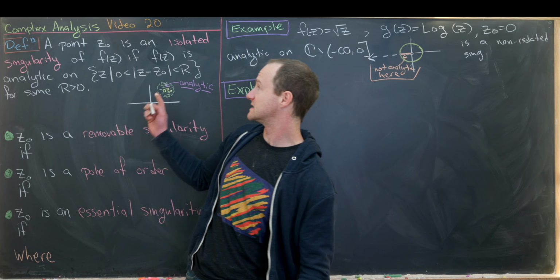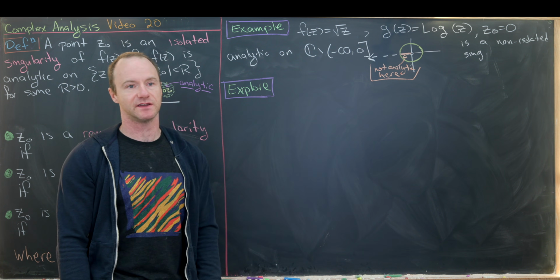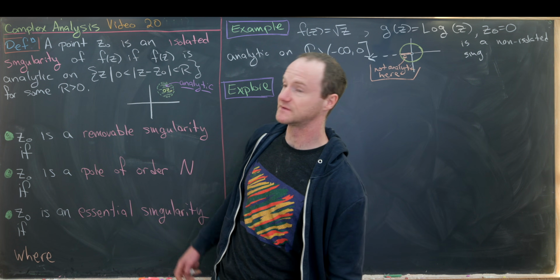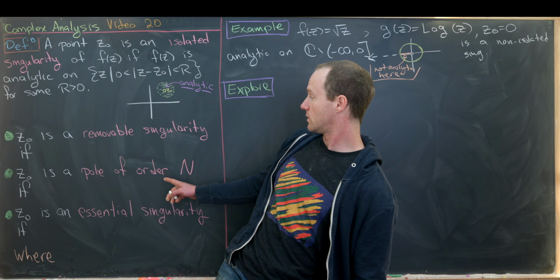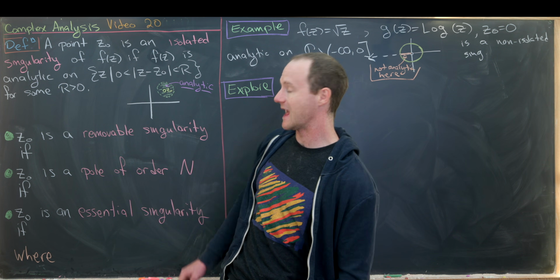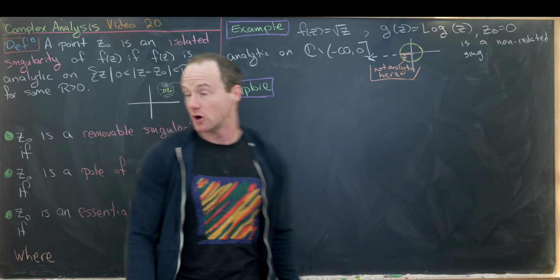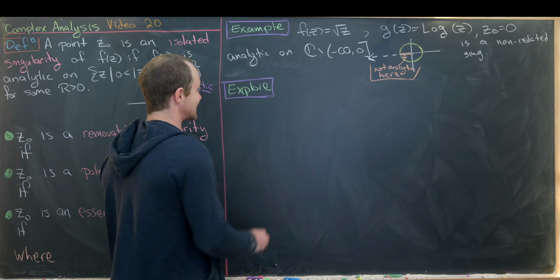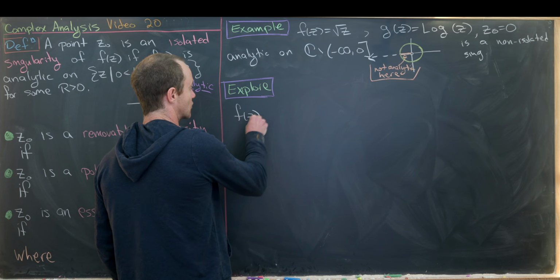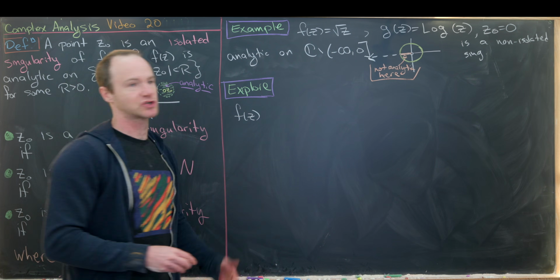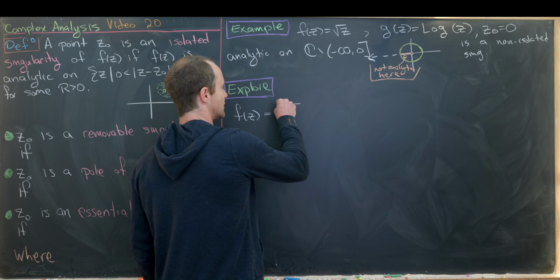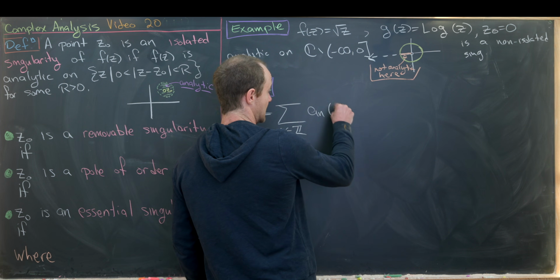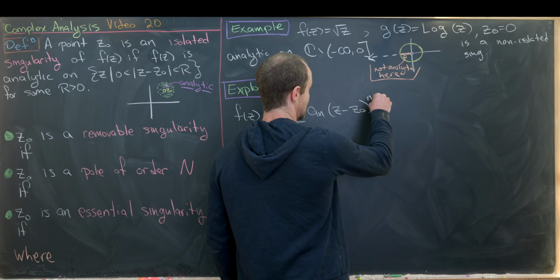Now that we've looked at some examples of isolated and non-isolated singularities, what I'd like to do is build up the following three definitions of types of singularities: removable singularities, poles of order n, and essential singularities. Let's note that if f of z is analytic on this punctured disk, that tells us that f of z has a Laurent expansion on that punctured disk. In other words, f of z can be written as the sum, as n ranges over the integers, of a sub n times (z minus z0) to the n.